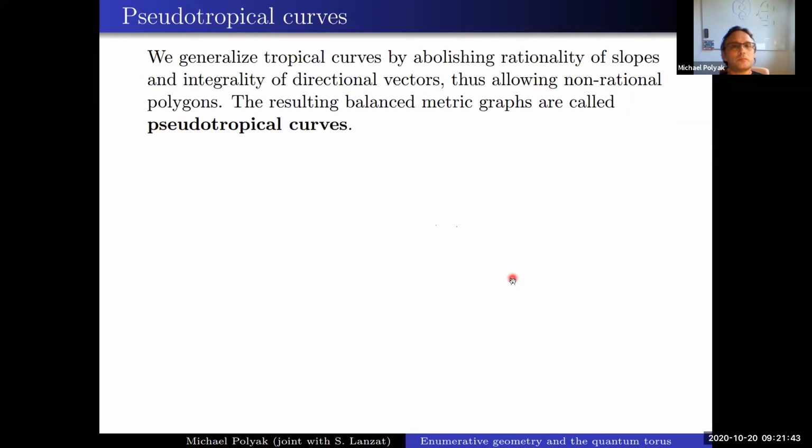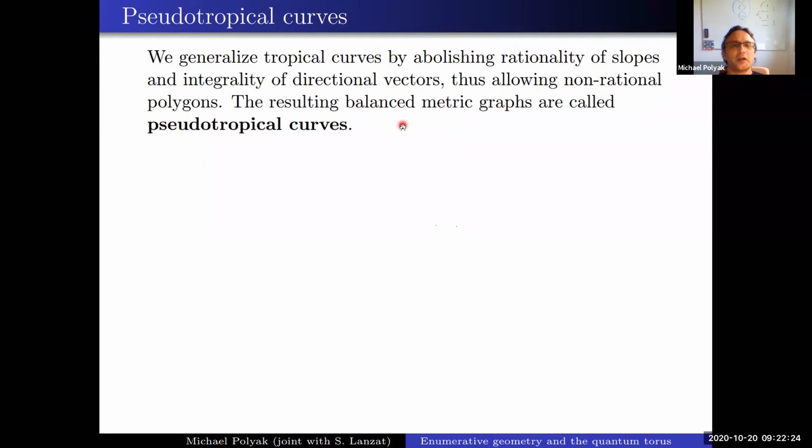So here are some results in these directions. First of all, we generalize these tropical curves, totally omitting these restrictions on rationality and integrality, but of course keeping these balancing conditions intact. So these objects would correspond to non-rational polygons. And these are some kind of balanced metric graphs, and we call them pseudotropical curves.